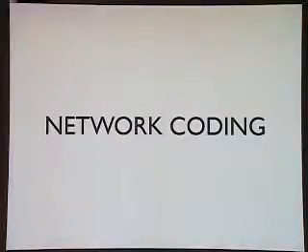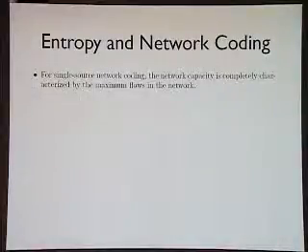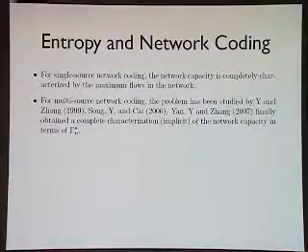Okay, now I'll talk about the connection between gamma n star and network coding. Now, for single source network coding, the network capacity is completely characterized by the maximum flows in the network. This is well known. Now, for multi-source network coding, the problem is much harder and has been studied by Zheng and myself in 1999, Song, myself, and Cai in 2006. And in 2007, Yan, Yeung, and Zhang finally obtained a complete characterization of the network capacity in terms of gamma n star. Now, this is an implicit characterization because we don't know how to characterize gamma n star explicitly.